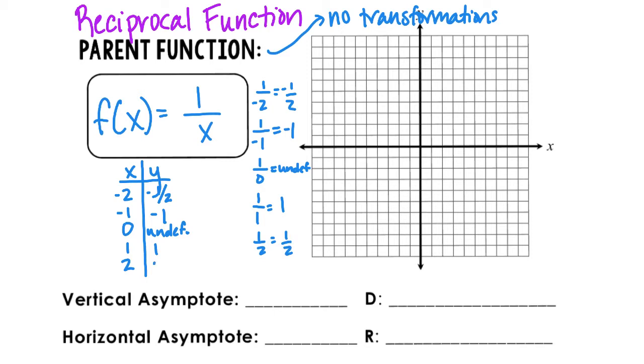So let's go ahead and graph these on our coordinate plane. -2, -1/2, -1, -1, 1, 1, and 2, 1/2. So this really isn't enough to give us a shape of the graph. So I'm going to try a few more values. The next ones I'm going to try are 1/2 and -1/2.